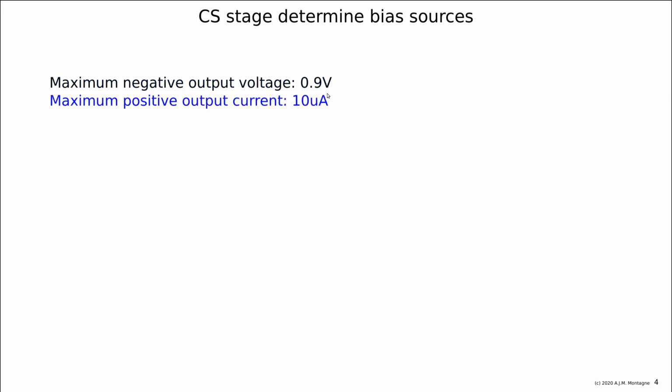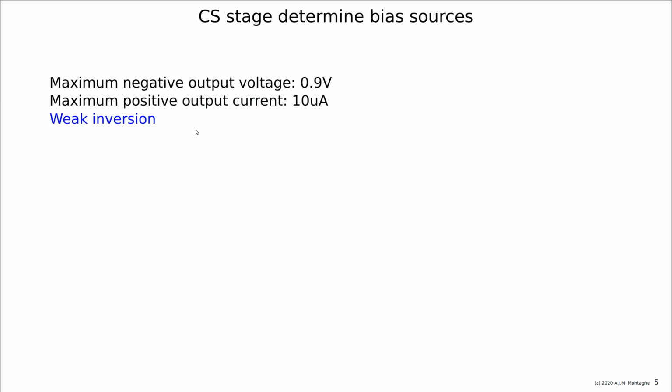The first thing, like we did already but let's do it step by step again, is that we will determine the bias sources. So we need requirements for the bias. Let's say we want a stage that can deliver a maximum negative output voltage excursion of 0.9 volt and a maximum positive output current of 10 microamp. I hope you remember why we chose this, because it was related to the biasing scheme we did in the previous lecture. If you don't, it will be presented a little bit later.